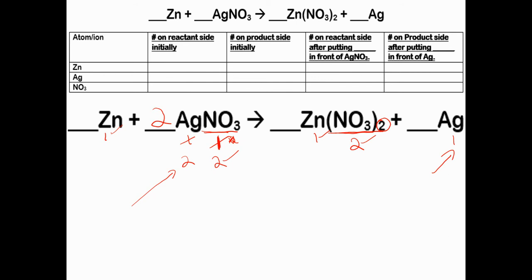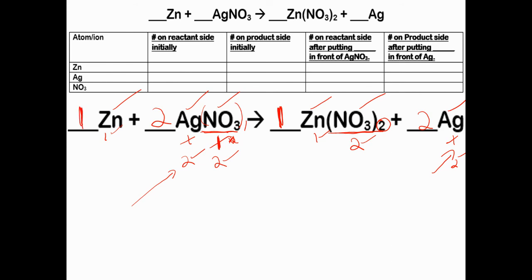So I need 2 on the product side, so I can multiply this by 2. And now that silver's balanced. My zincs are balanced. My silver, I have 2 on this side, 2 on this side, balanced. My nitrates, 2 times this group here, 2 nitrates, good, and then 2 nitrates here. Where I didn't have to put a coefficient, I'm just going to put a 1, because I didn't have to modify that in any way.